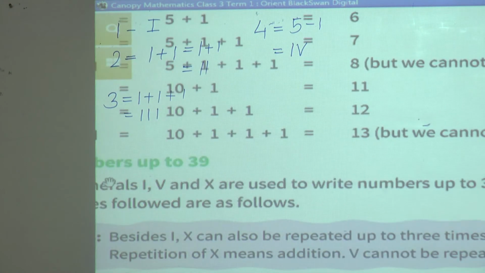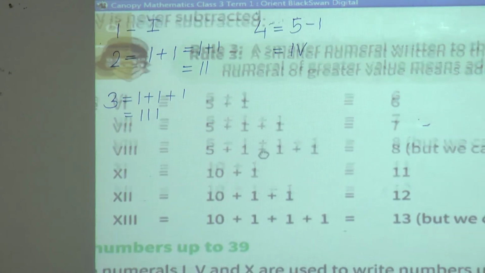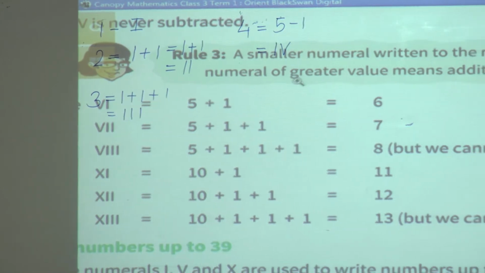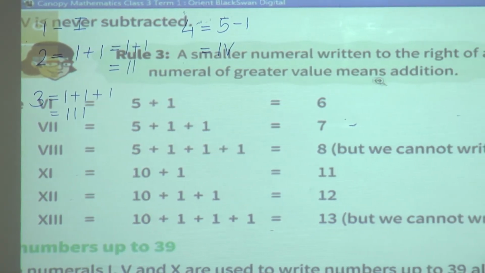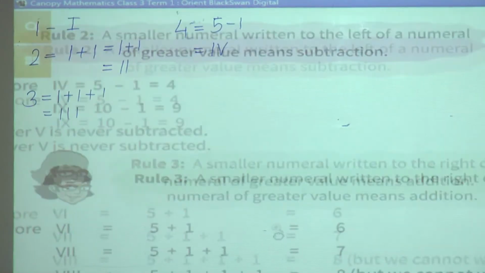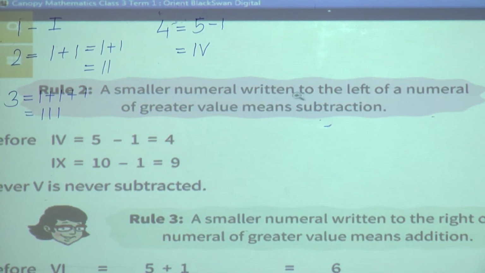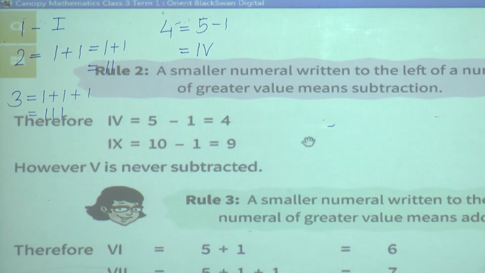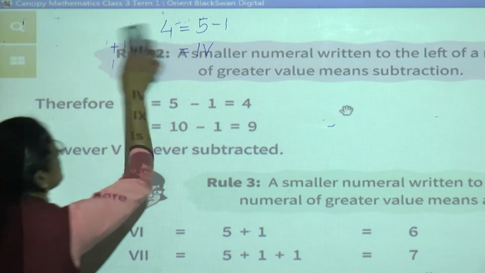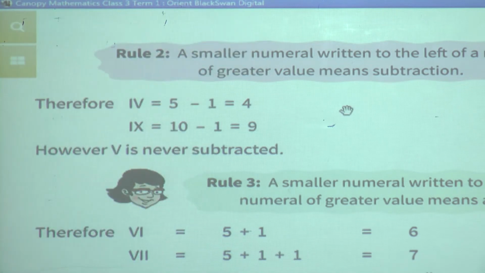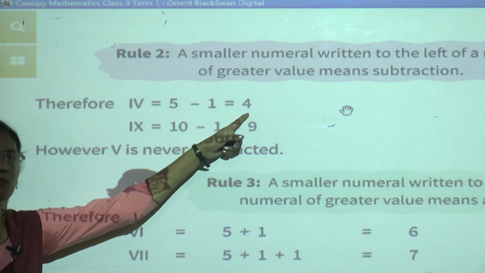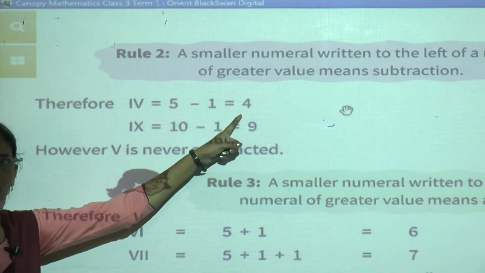See here, rule number 2: a smaller numeral written to the right of a numeral of greater value means addition, and a smaller numeral written to the left of a numeral of greater value means subtraction. Now can you see this? IV is equal to what? 5 minus 1. 5 minus 1 is equal to 4. So IV means 4.